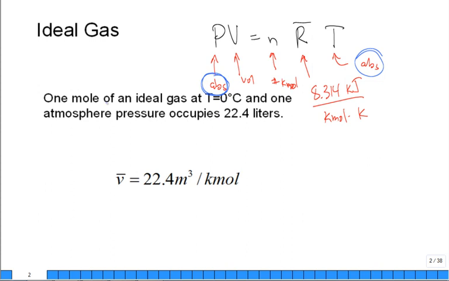If you have 1 mole, notice there's no kilo on that, if you have 1 mole of an ideal gas, what could be an ideal gas? Something like oxygen, something like argon, something like helium. There's a lot of fluids that behave as an ideal gas. At a temperature of 0 degrees C and 1 atmosphere pressure, it occupies 22.4 liters.